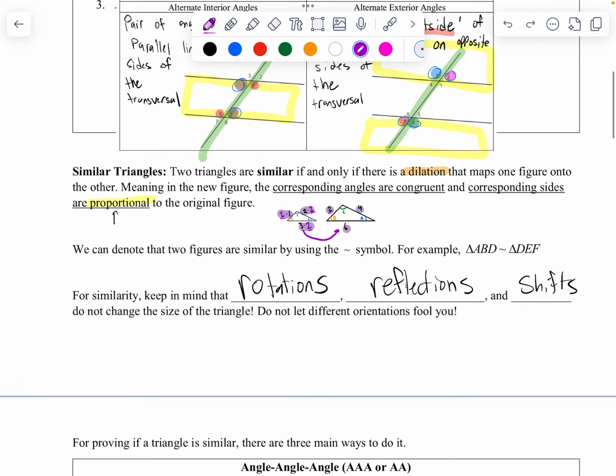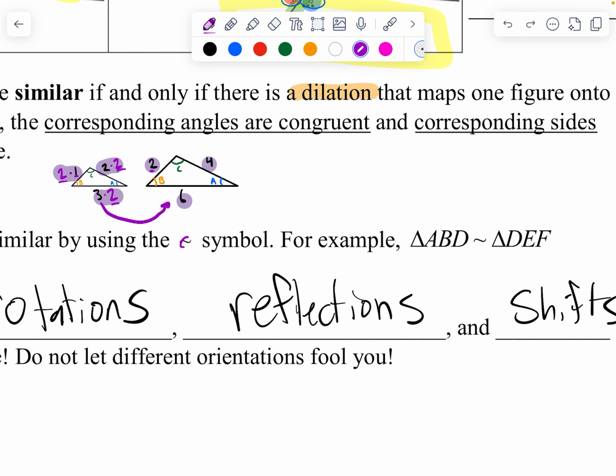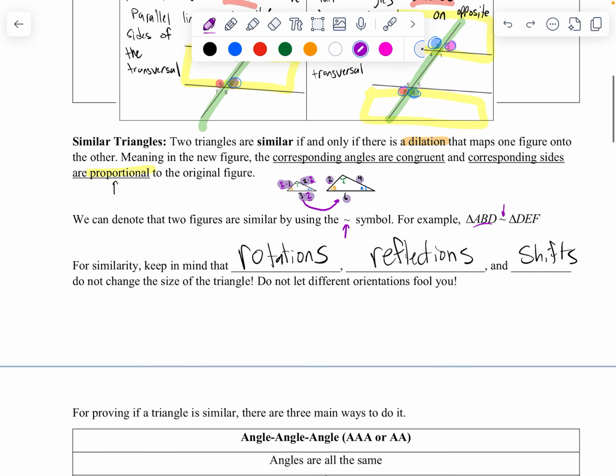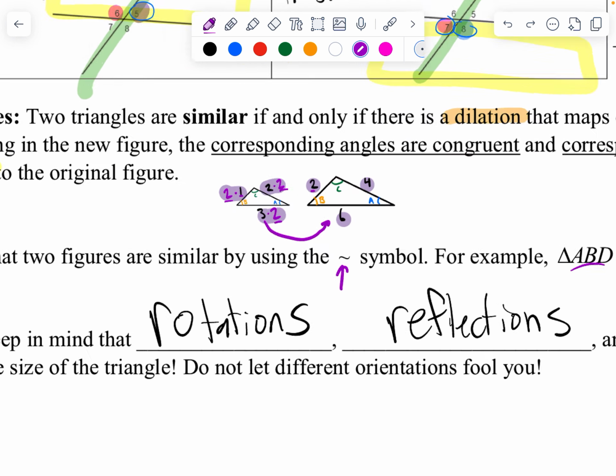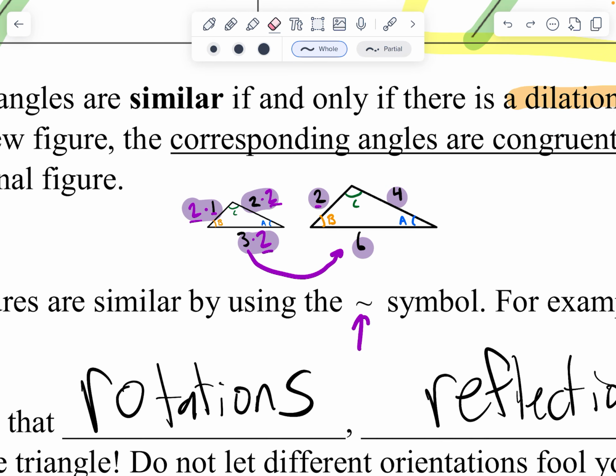Okay, now to denote similarity in triangles, we use this adorable little squiggle there. So we could say that triangle, and then we state the vertices of that triangle. So triangle, whatever is similar to, that's what that means there, similar to triangle DEF. There you go. Now, for similarity, any rotation, reflection, or shift will not change the similar triangles.